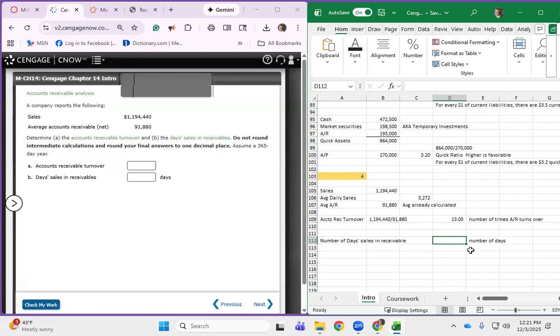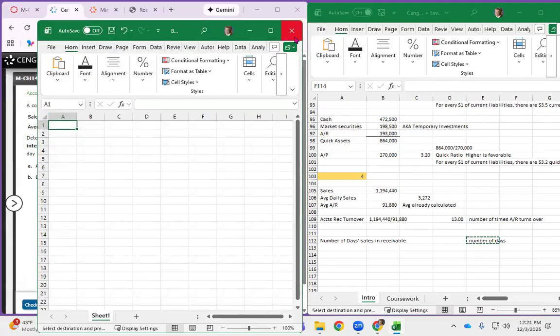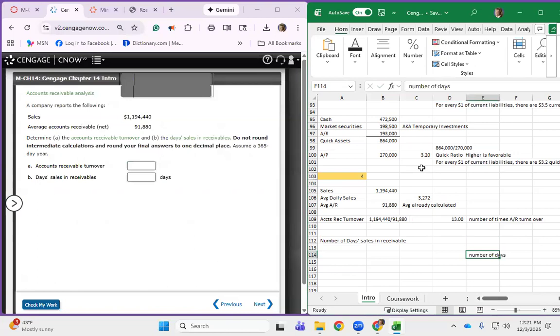Okay, so here's how we find the number of days. We take our average accounts receivable and we divide by our average daily sales. Now I'm going to move this down so that I can show you the calculation beside it. I always like to show calculations beside because that way you can go back and say, what did she do here? I don't remember.